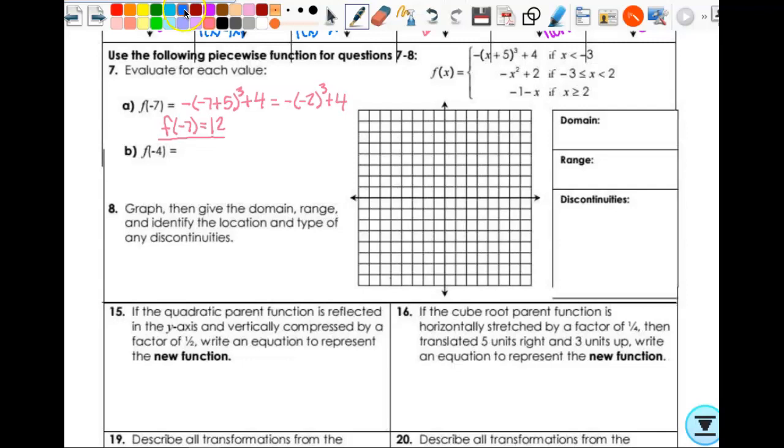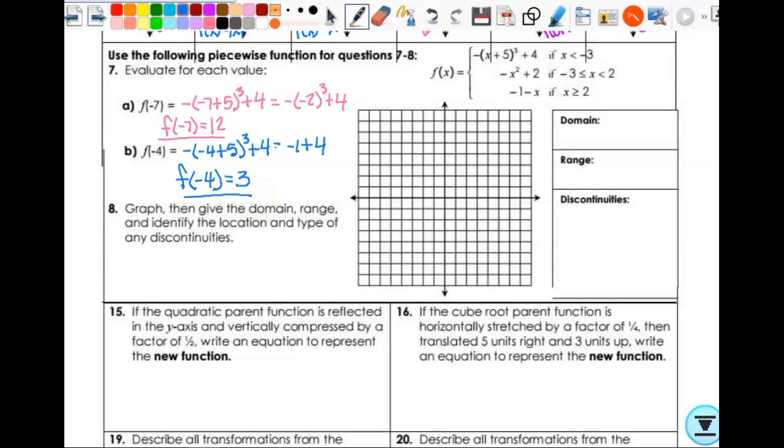All right, so then f of negative 4. Negative 4 falls in the same domain, so I'm using that same first subfunction again. So I'm going to get negative 4 plus 5, cubed, plus 4. So that's 1 cubed, is negative 1, plus 4. F of negative 4 equals 3. Sorry, pen's being stupid.